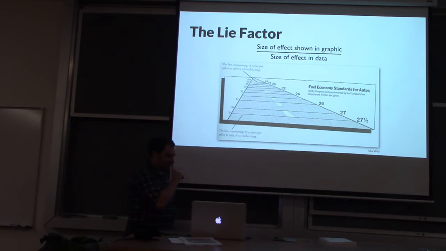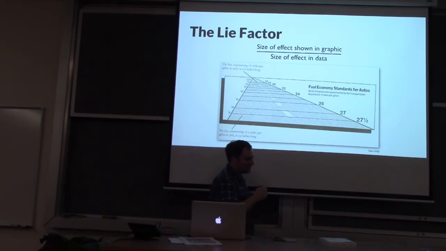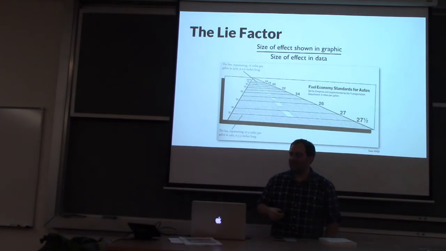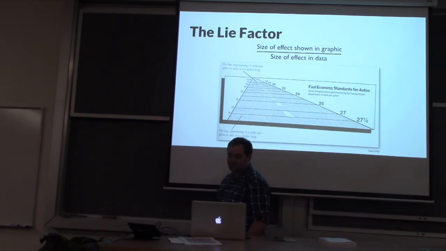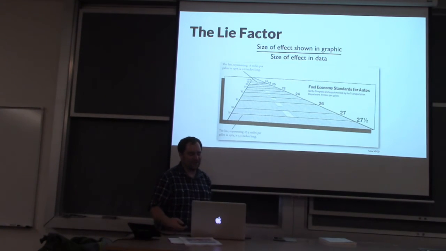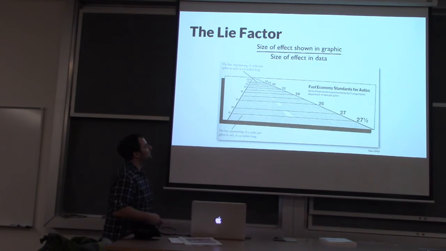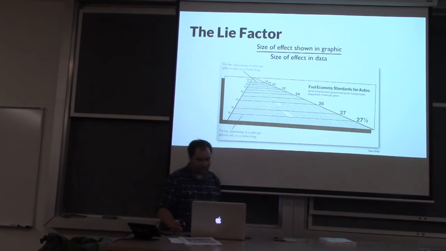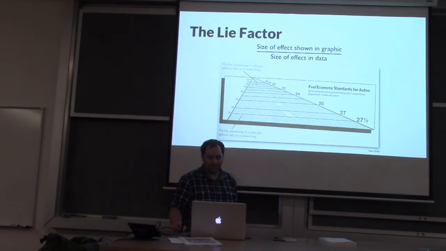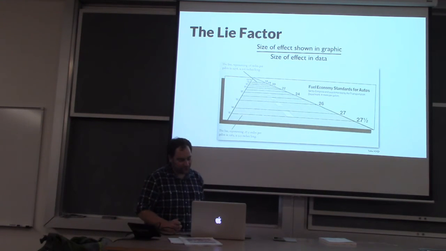So this is another of these Tufte concepts, the lie factor. It's the size of the effect shown in the graphic divided by the size of the effect in the data. This is an old newspaper chart from one of Tufte's books. This is fuel economy standards of autos.